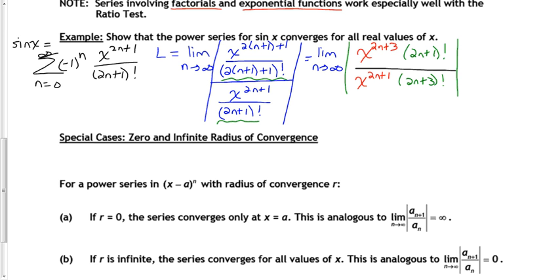Oh, you know what? I didn't even put my -1s in there, so technically they should be in there. I forgot that: -1 to the n plus 1 and -1 to the n, but ultimately I know it doesn't matter, so I didn't even write it down. Apologies. So let's see what we can simplify here. We actually can simplify some things already. So I have the limit as n approaches infinity.